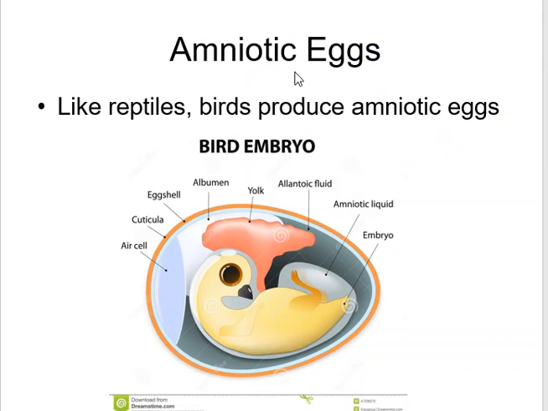Regarding the shelled egg of birds, as I told you, they're nothing different than the shelled egg of a reptile. Same exact features. This is the developing embryo. You have the yolk, which represents the nutrients on which the embryo develops. You have a chamber that surrounds the embryo that is filled with 99% water and minerals. This is the amniotic liquid.